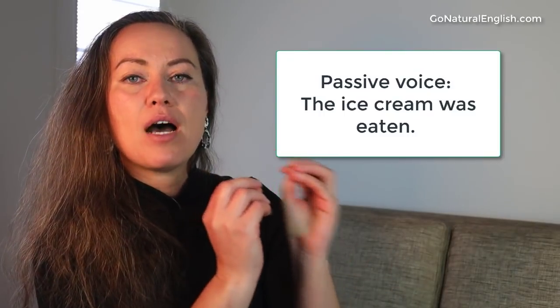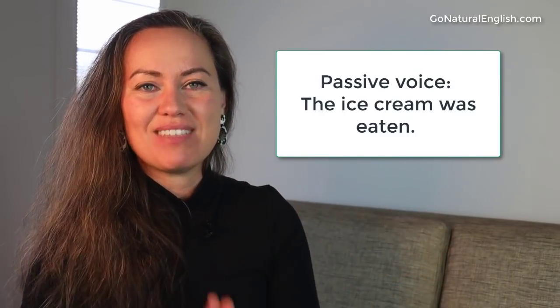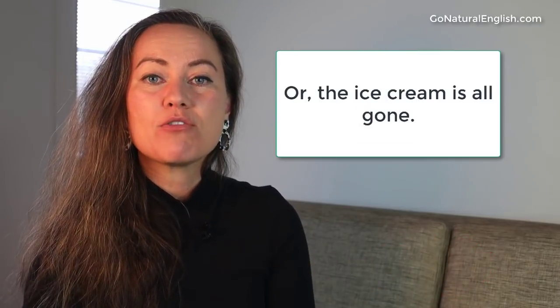Another example, John ate all the ice cream. I can't believe it. I wanted to eat some ice cream. Versus passive voice, the ice cream was eaten, completely eaten. It's gone. So we don't know who ate the ice cream. Maybe we can guess, but we're avoiding blaming John for it.